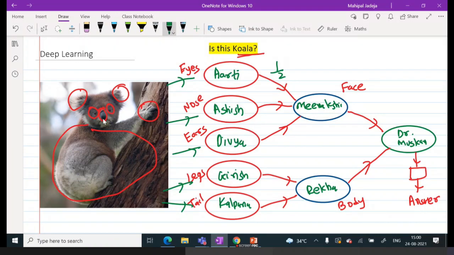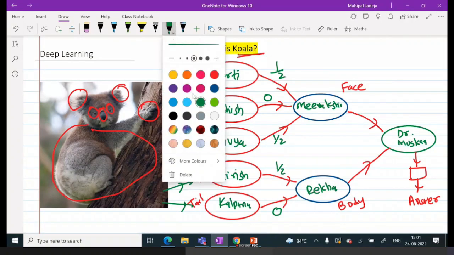Ashish is seeing this kind of nose for the very first time. So he's guessing that this nose doesn't belong to a koala, so he will transfer 0 to Meenakshi. And Divya, again, she is not sure, so she is transferring 1 by 2 to Meenakshi. Again, there is no tail visible in this picture, so Kalpana is transferring 0 here because she can't see the tail. And Girish is able to see legs, but he is not sure whether they correspond to a koala or not, so he is transferring 1 by 2 to Rekha.